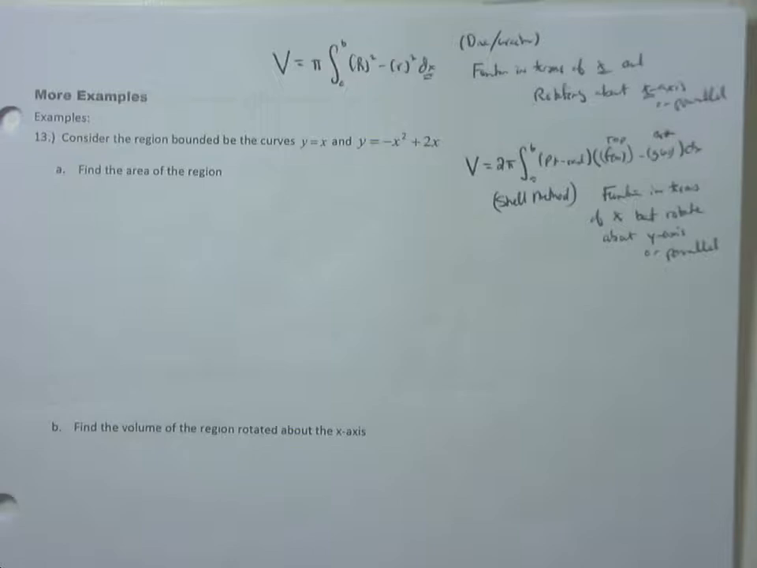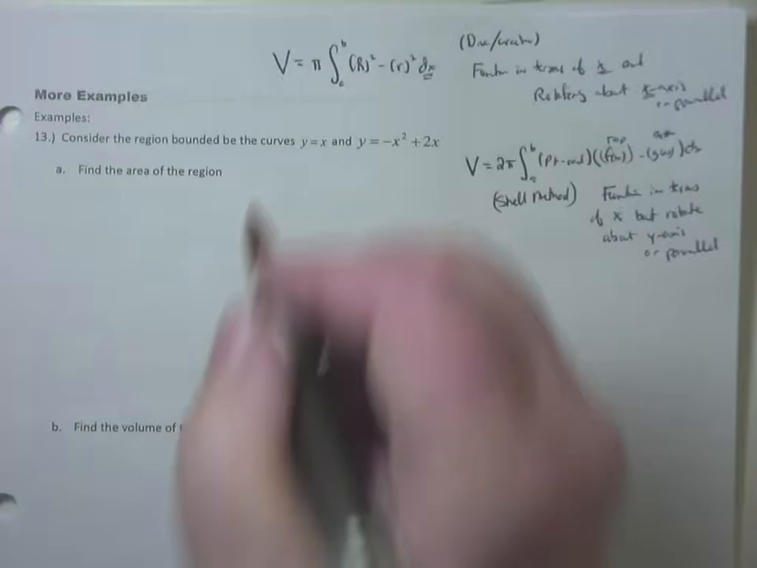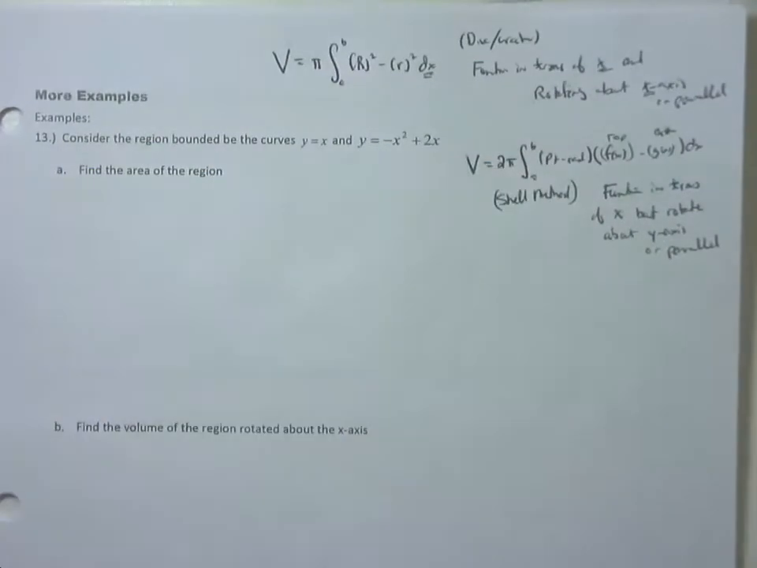Nine times out of 10, they're going to give you a function in terms of x. But just on occasion, they'll give you a function in terms of y. So you've got to know how to convert these guys over. So you look at this problem here. Consider the region bounded by the curves y equals x and y equals negative x squared plus 2x.